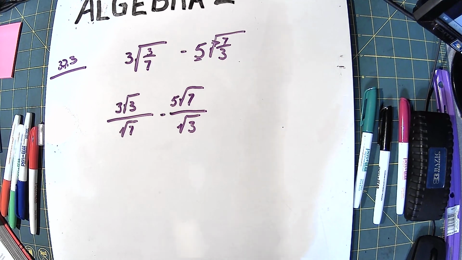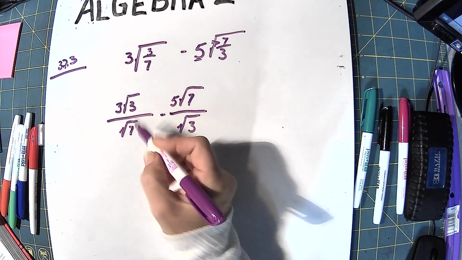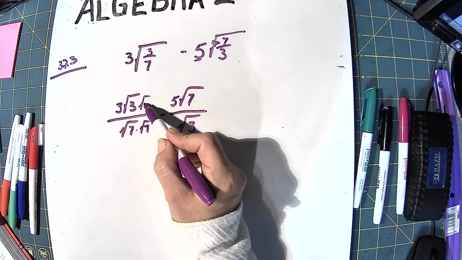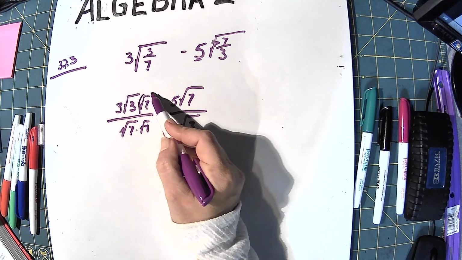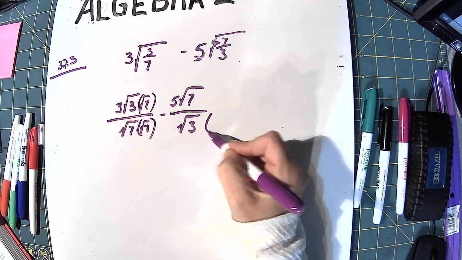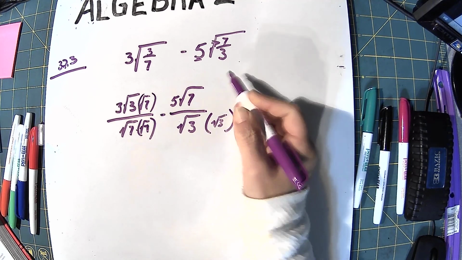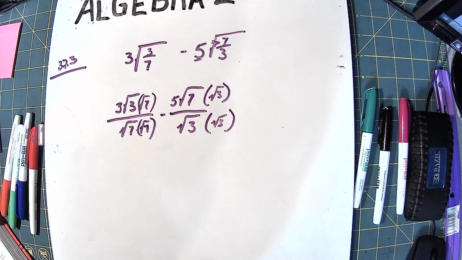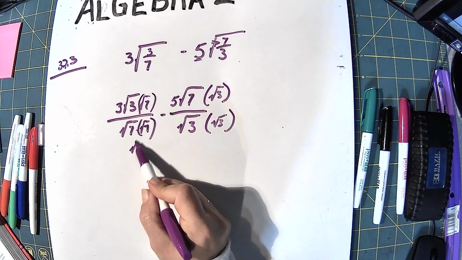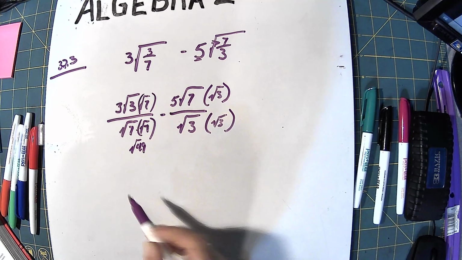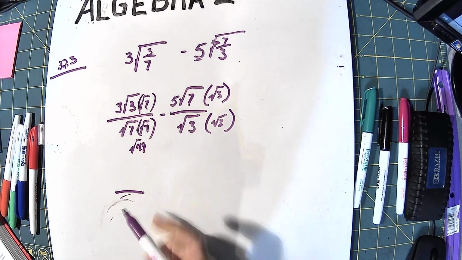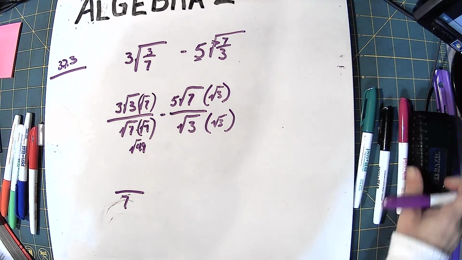Alright, so now I have to rationalize this and get rid of these. So I'm going to multiply this times the square root of 7, and this times the square root of 7. Then I'm going to multiply this one times the square root of 3, and this one times the square root of 3. Whatever I do to the bottom, I have to do to the top as well. When I multiply these, I get the square root of 49, which is 7. So I got 7 on the bottom. Whoops, not 9. 7. Actually, I'm going to write it over on the side.